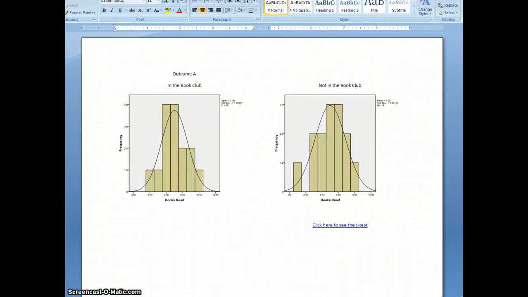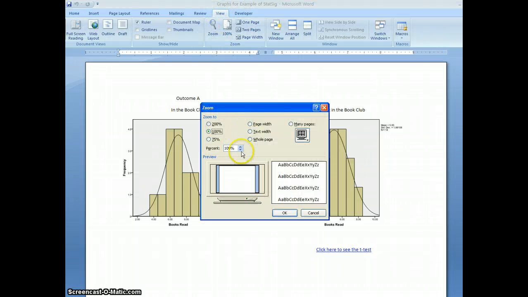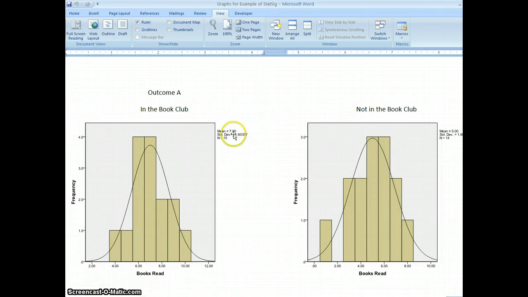Actually, I can just reduce that and show you this. Here's the distribution for students who are in outcome A. This is a little hard to see on here, so I'm going to make it bigger. Mean was 7, standard deviation is 1.6. So this is kind of like the graph. I used a bar graph instead of what you have in the book. And this is the normal curve laid over the top of it.